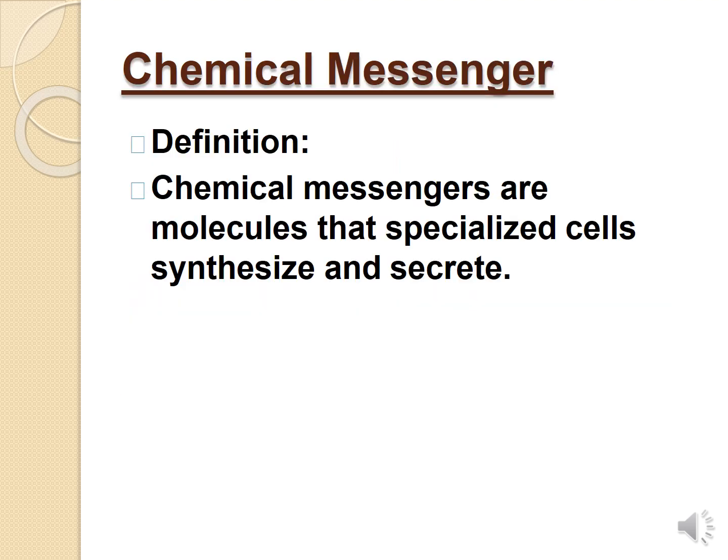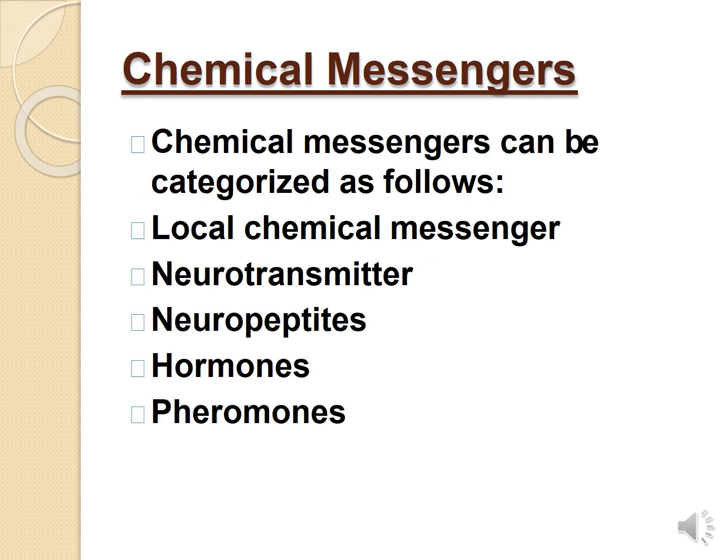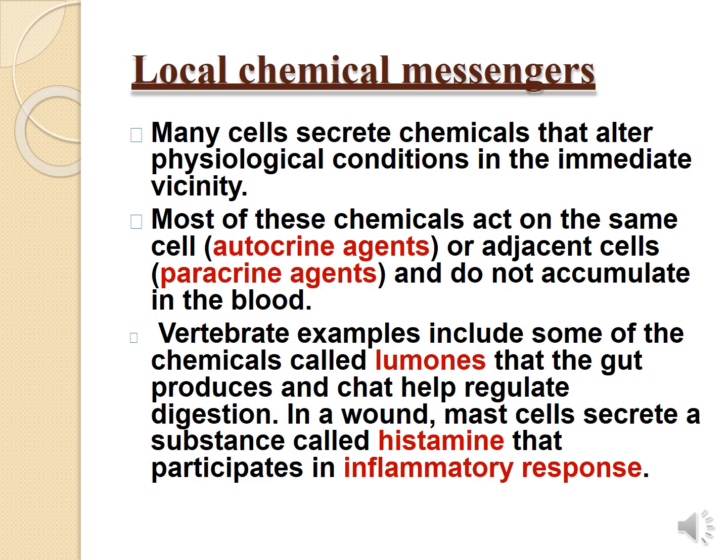What is meant by a chemical messenger? These are molecules that specialized cells synthesize and secrete. They can be categorized under various headings: local chemical messengers, neurotransmitters, neuropeptides, hormones, and pheromones.